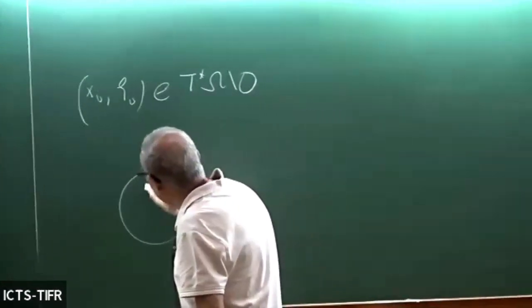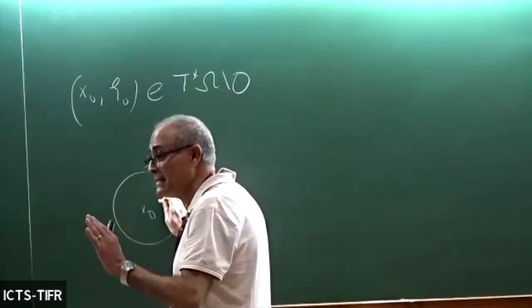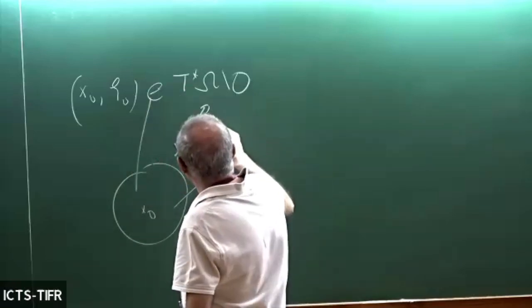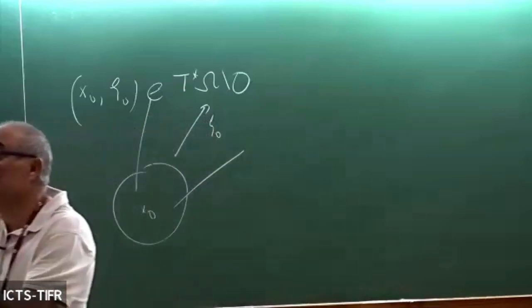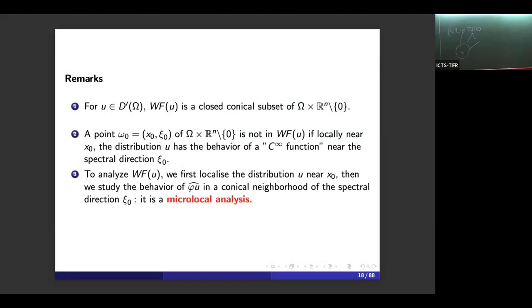First, we localize near x0. Then, we localize conically near x0. We localize two times in this order. This is exactly microlocal analysis. You localize first near the point, then you take the Fourier transform and you examine the behavior of the Fourier transform of φu. It's exactly the job you have to do every time you want to make a local analysis.